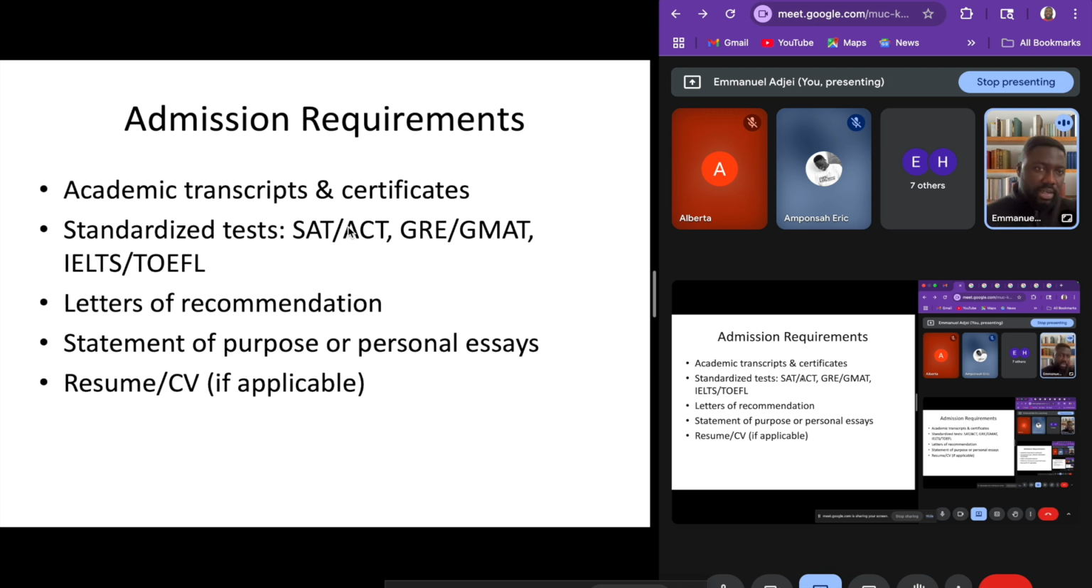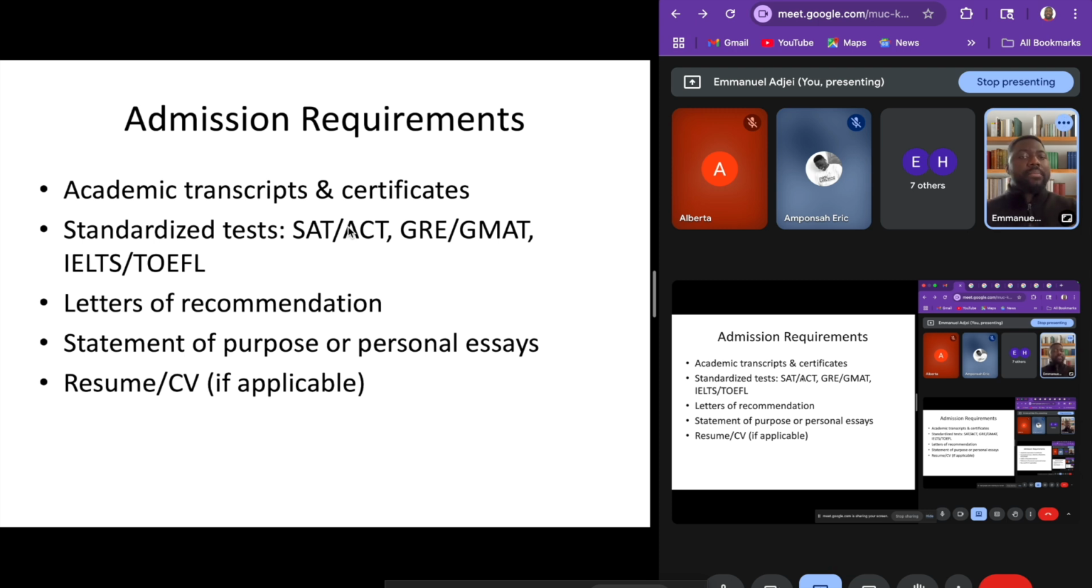IELTS and TOEFL. Some people, one way or the other, have indicated on my platform that they applied to universities in Canada and the universities were requiring them to submit IELTS or TOEFL examination. In my opinion, that could happen to somebody, but to be sincere and fair with everyone, you don't need an IELTS or TOEFL to study in the US or in Canada.